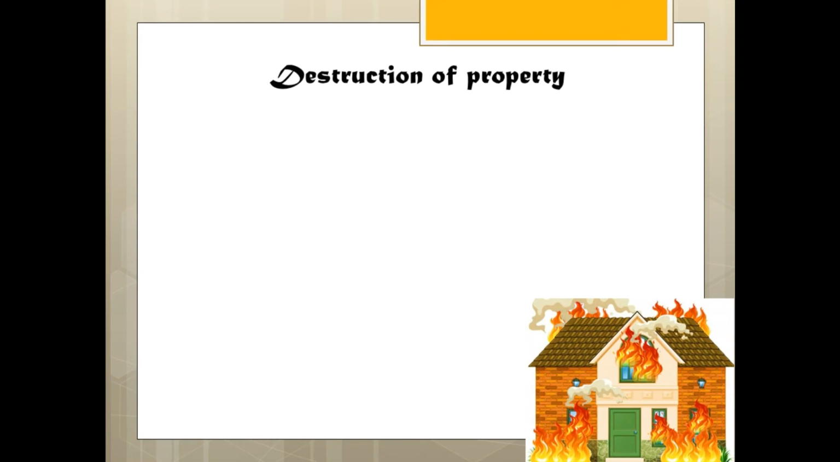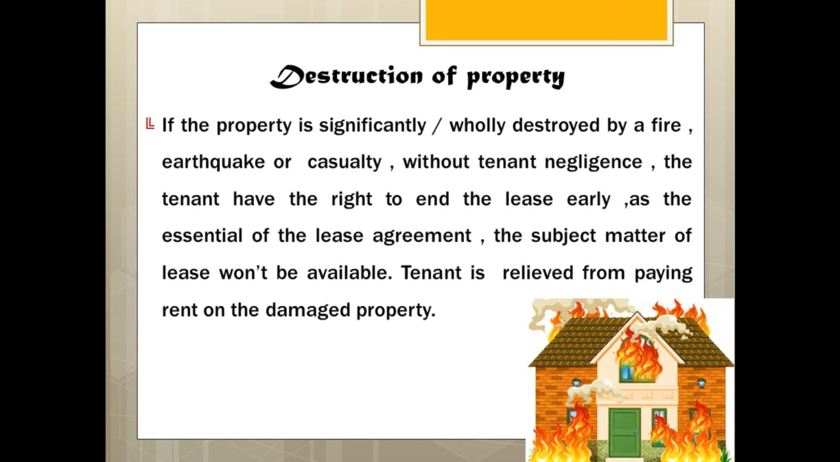Let us first of all look at destruction of property. If property that is under lease is significantly or wholly destroyed by fire, earthquake, or any casualty, without tenant negligence, the tenant has the right to end the lease early, as the essential of the lease agreement, that is the subject matter of the lease, won't be available. The tenant is relieved from paying rent on the damaged property. So destruction of the property ends the lease.